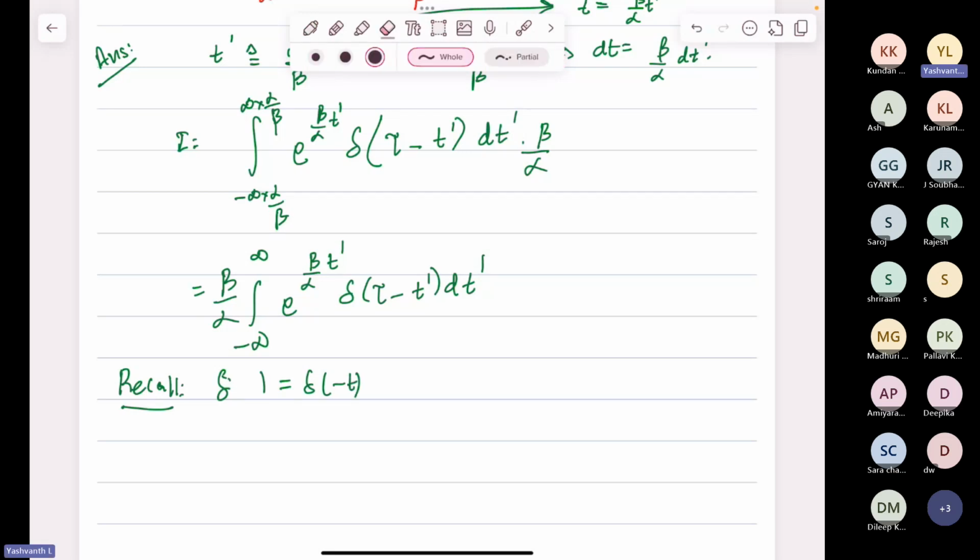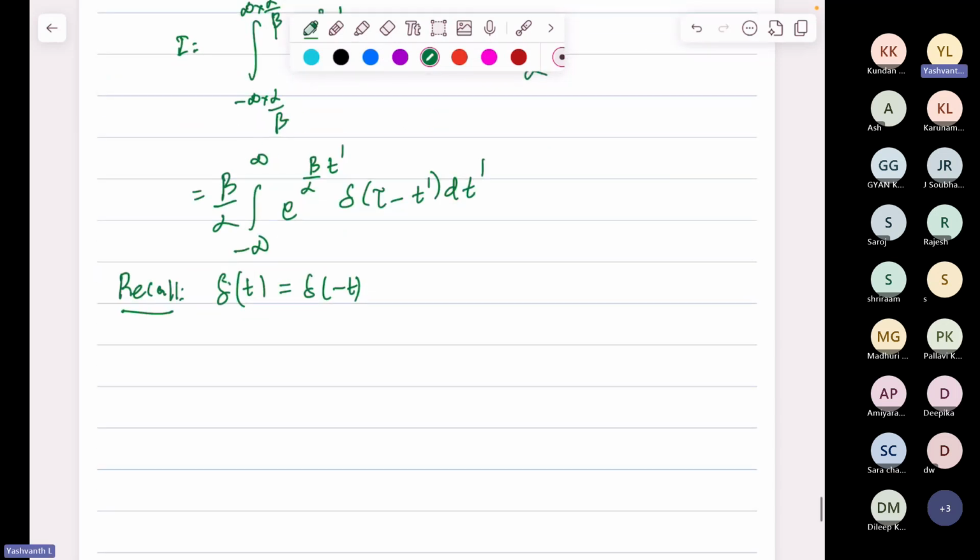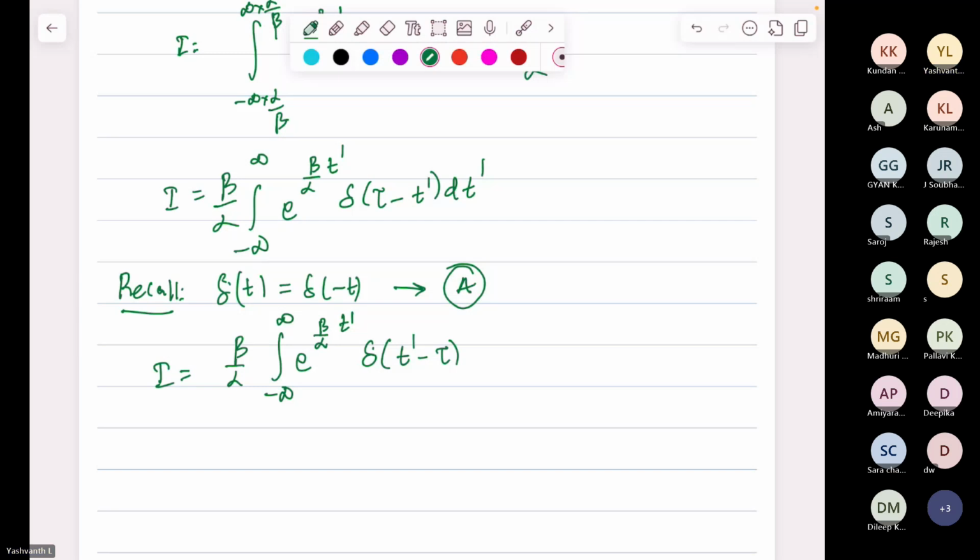Why? Because only at t equal to 0 does it take a non-zero value, right? And so at 0, 0 or minus 0 doesn't matter. So delta of 0 is the same as delta of minus 0. This is the equation. Therefore, your integral is beta by alpha times the integral from minus infinity to plus infinity of e power beta by alpha t dash into delta of t dash minus tau. I just flipped the sign because delta of t is the same as delta of minus t in t dash. This is because of equation a.